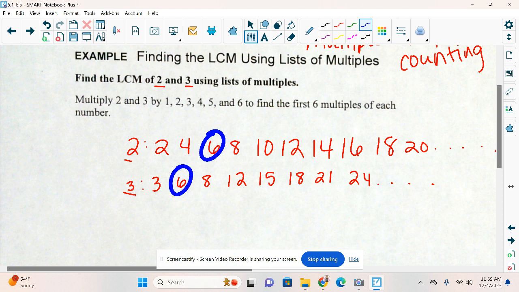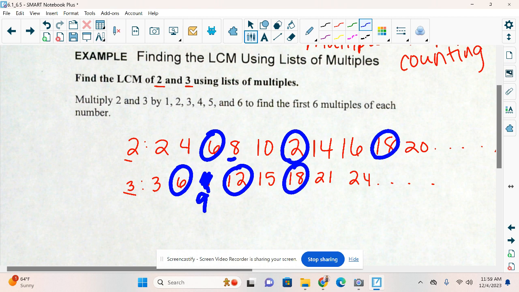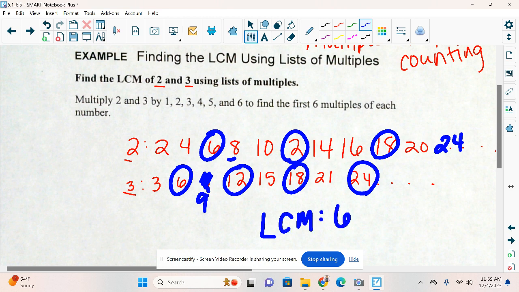They have other numbers in common, right? They have 12. They don't have 8. I don't know why 8's there. 9, sorry. All right. We've got 12. We've got 18. We would have 24. We kept going. Okay. But we're looking for the one that's the smallest that they have in common, which is 6. So my LCM, my least common multiple, would be 6.